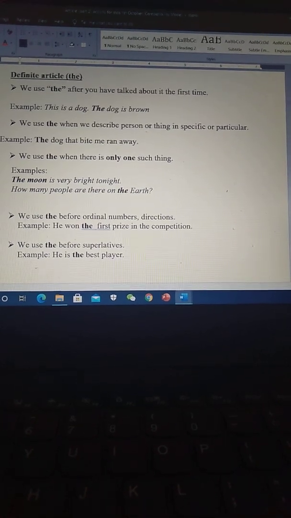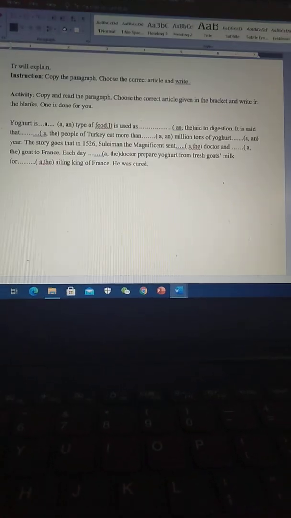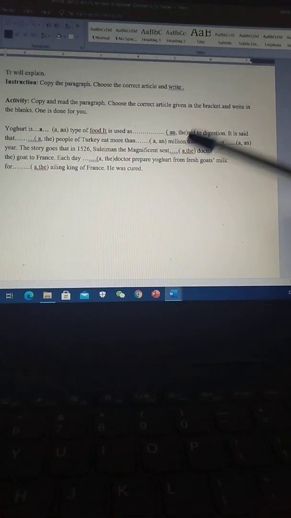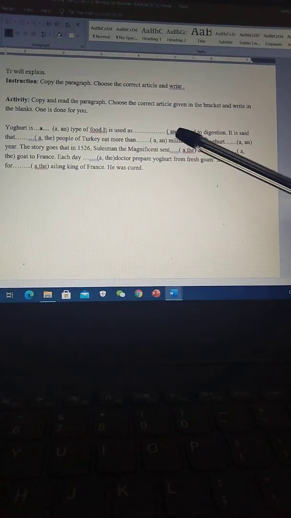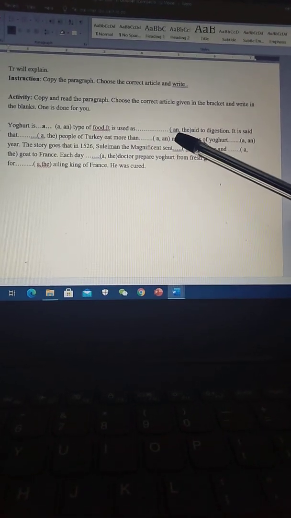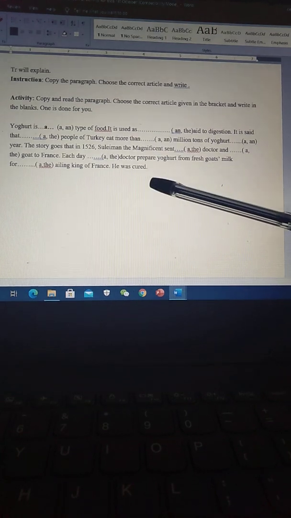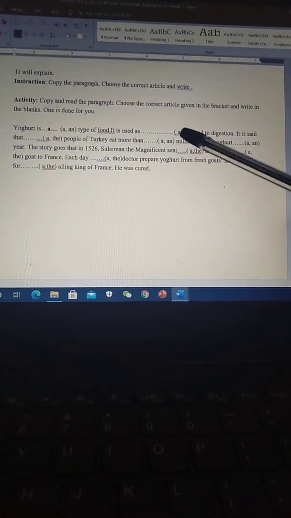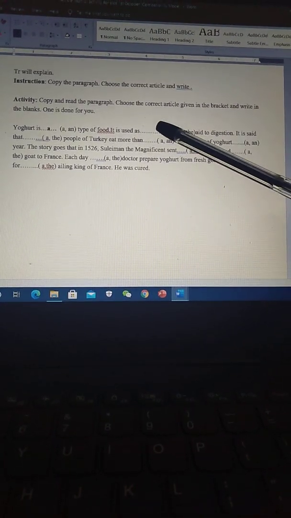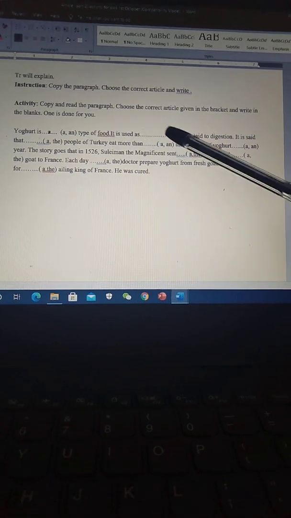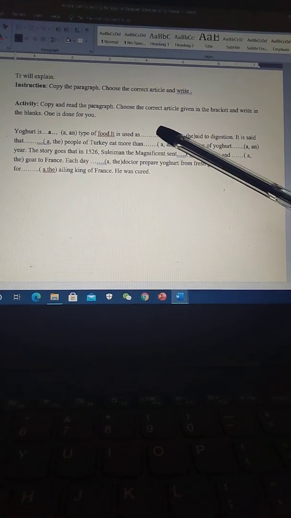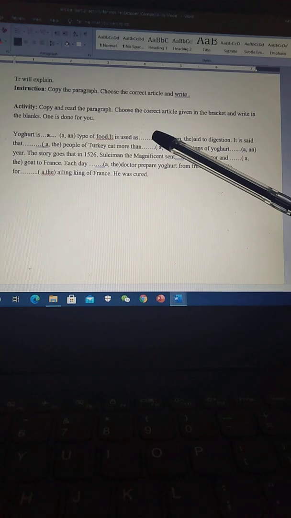Now we are going to do the activity here. I have given the words in brackets. You have to read the passage and choose the correct article and write it in the blank. You have to choose the correct word and write it in the blank.